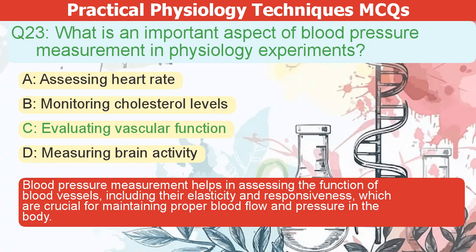The correct answer is C. Blood pressure measurement helps in assessing the function of blood vessels, including their elasticity and responsiveness, which are crucial for maintaining proper blood flow and pressure in the body.